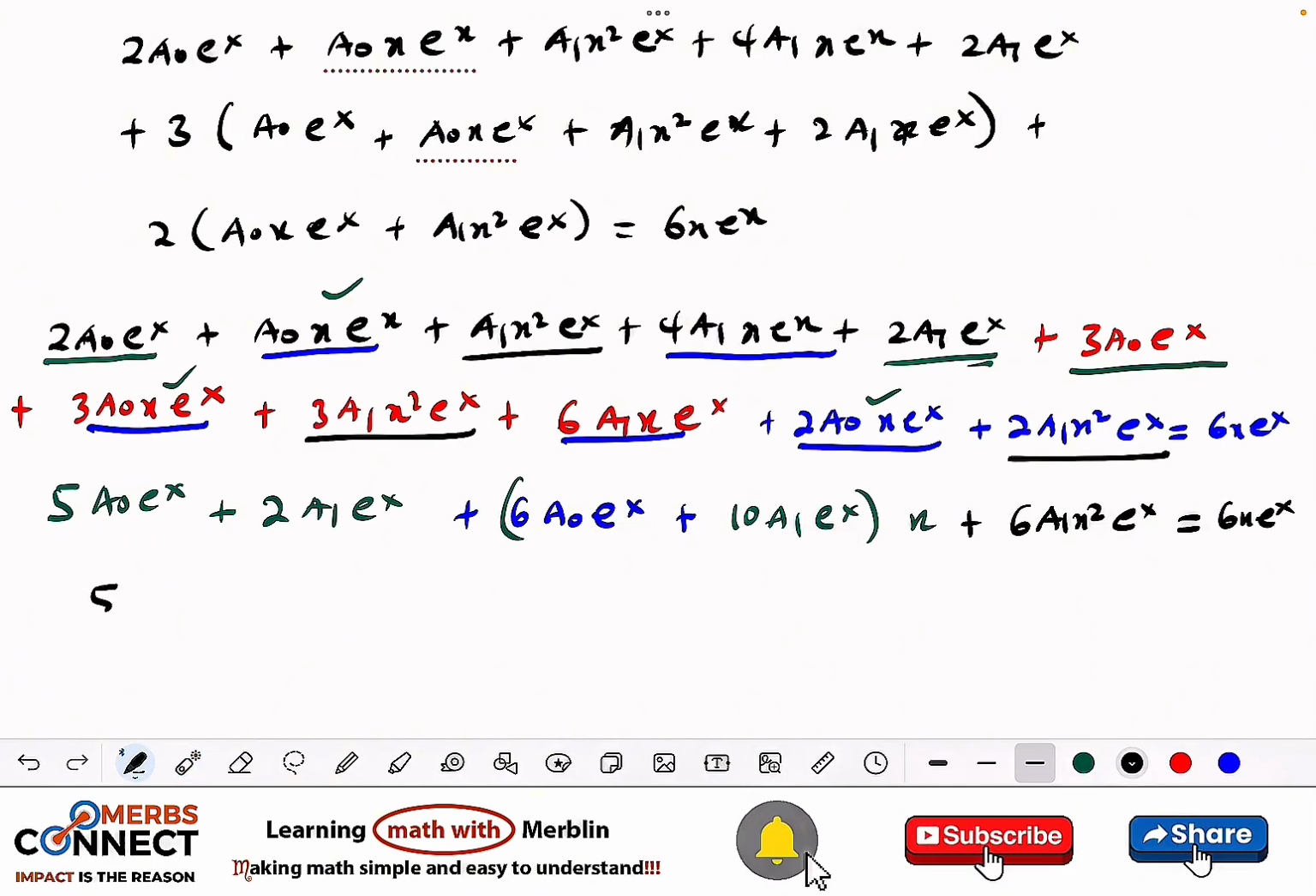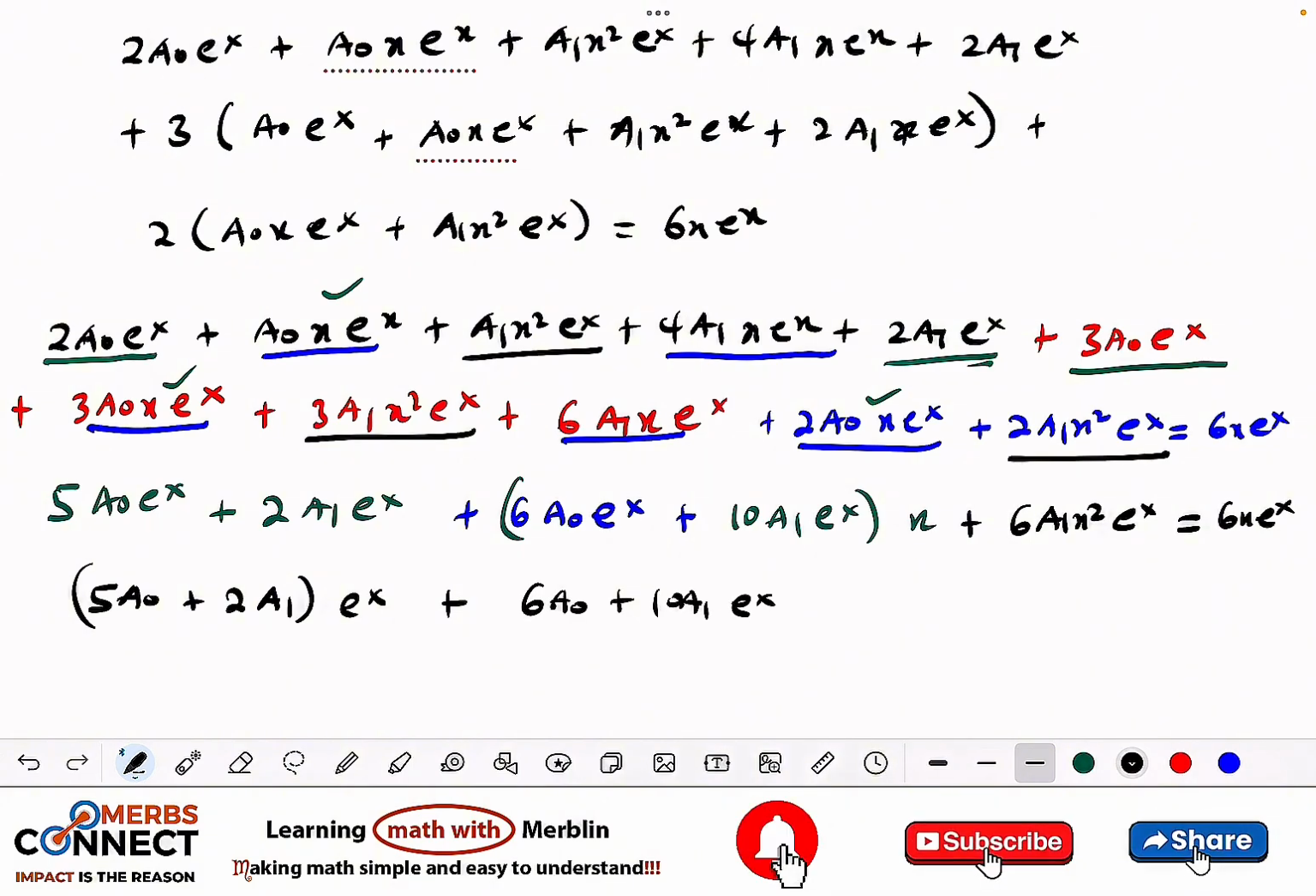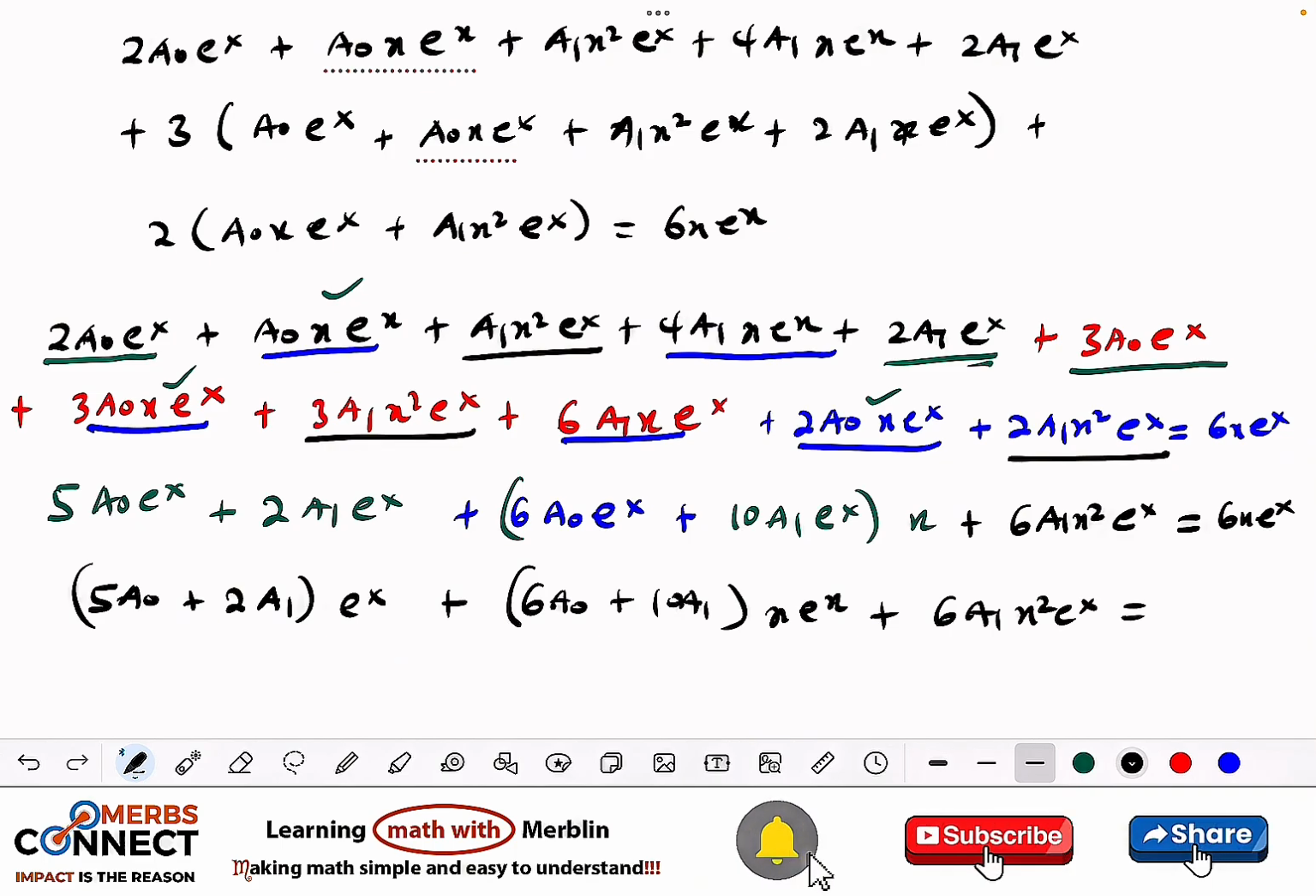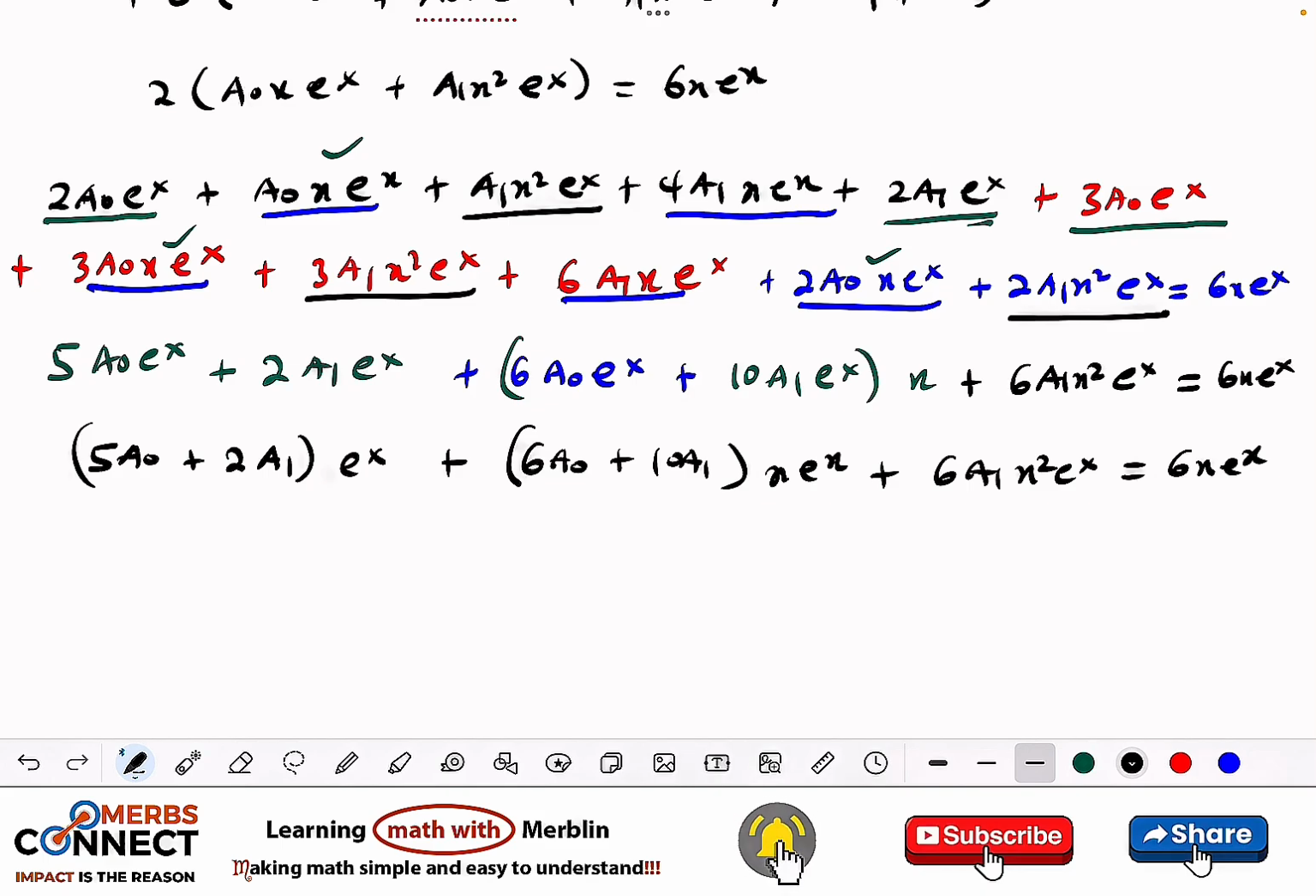So I'm going to have (5a0 + 2a1) e^x plus (6a0 + 10a1) e^x, this one will go out, plus 6a1 x^2 e^x, which is equal to 6x e^x. So now we are going to compare terms.